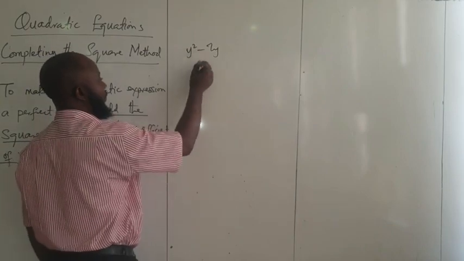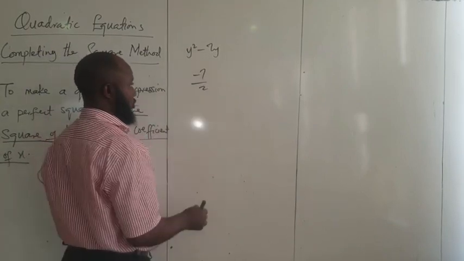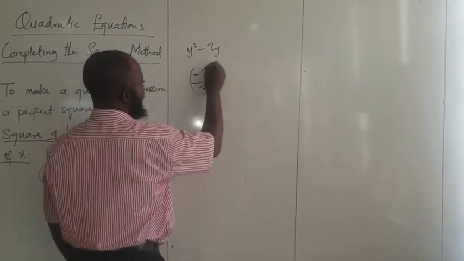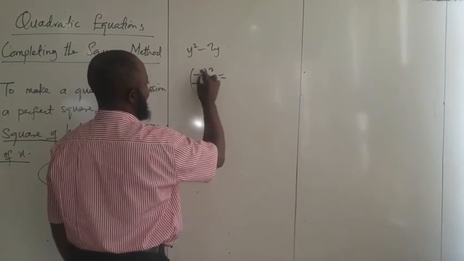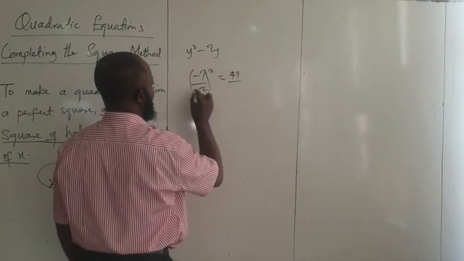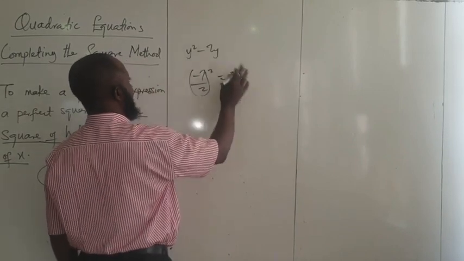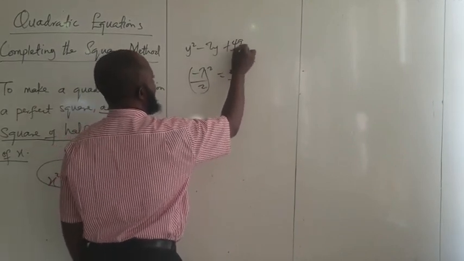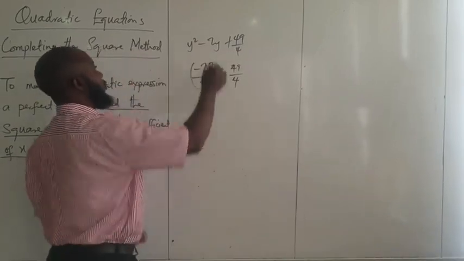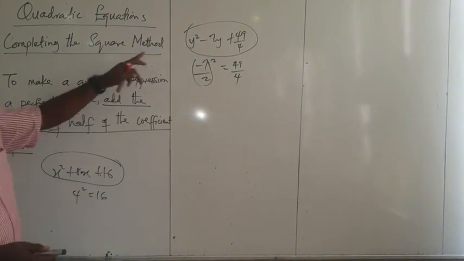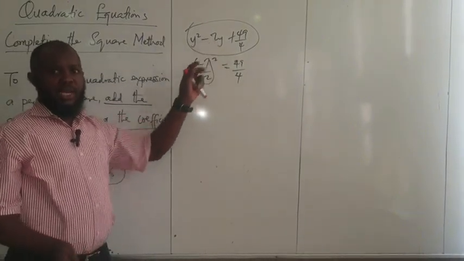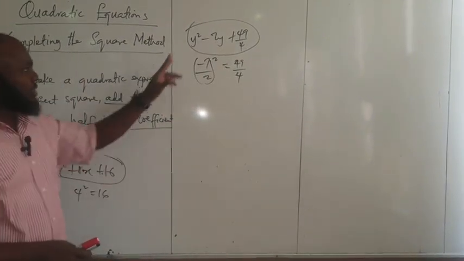So what is half of minus 7? It is minus 7 divided by 2. Then we square it. That means we are going to add minus 7 squared, which is 49, over 2 squared, which is 4. So we are going to add 49 over 4 to this expression. By adding this 49 over 4 to it, we have turned the expression into a perfect square.